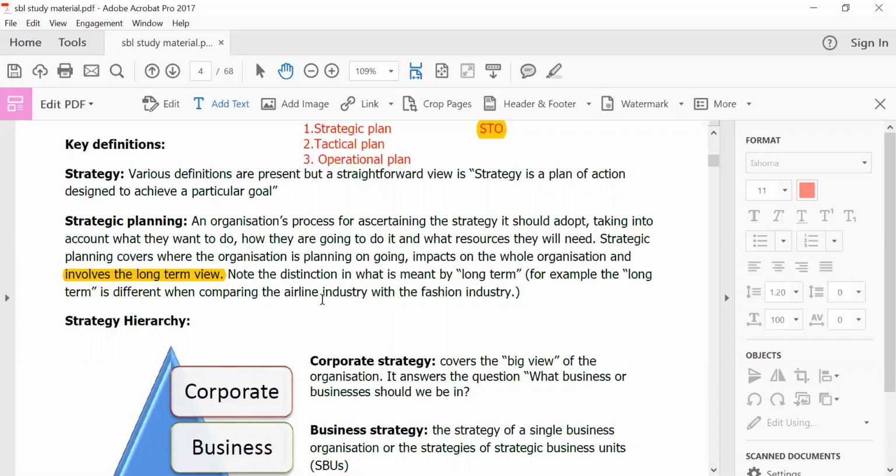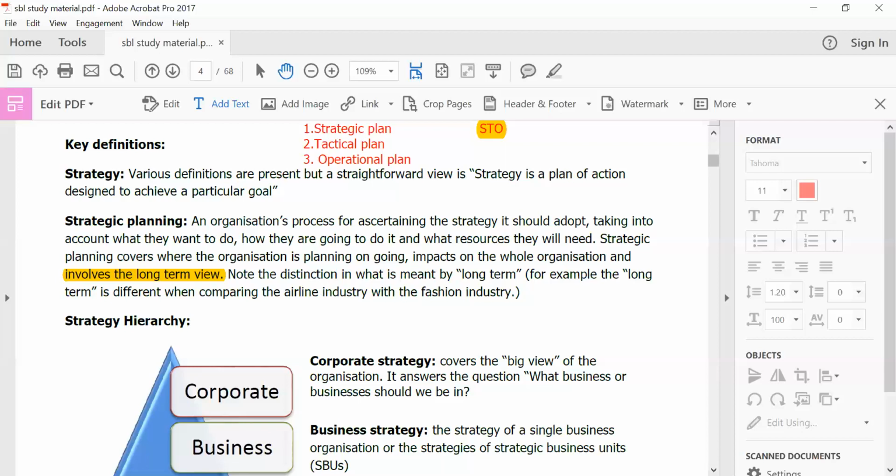Just like the case of Uber, when Uber came, it never took so long for Bolt to come up. So at least in the case of the technological industry, the definition of long-term will not be the same as that given by, let's say, the airline industry.